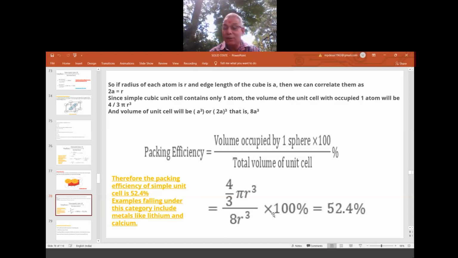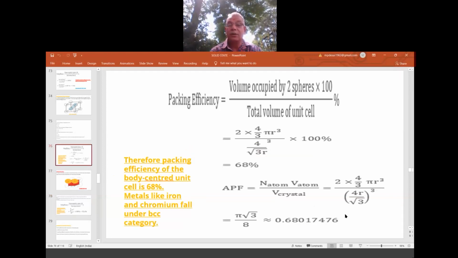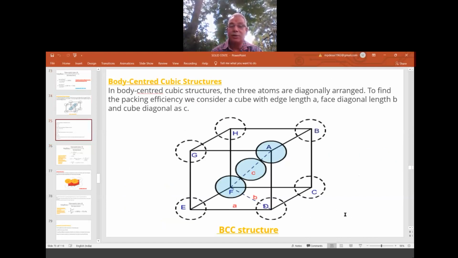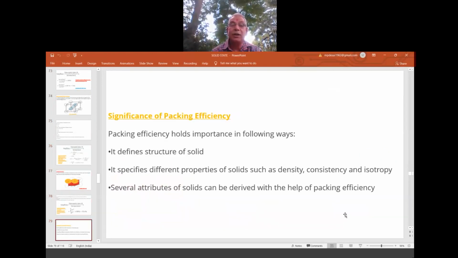Multiply by 100, and that gives you 52.4. Still less. So simple cubic is 52, whereas BCC is 68 and CCP is 74. So among the three, the best packing is CCP, or FCC.